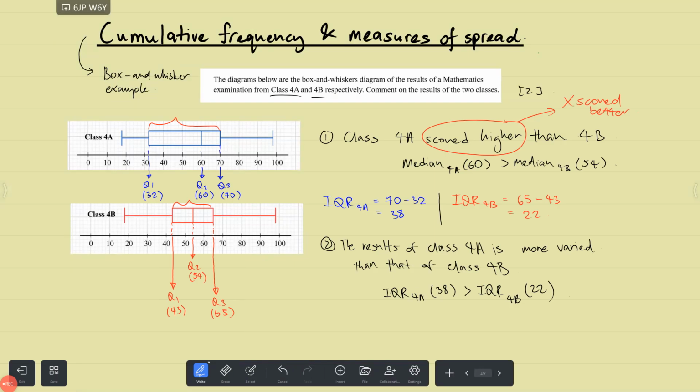Okay, so for this question, you need 2 comments and 2 evidences. So please take note, don't forget that. Right, that's it. Thank you.